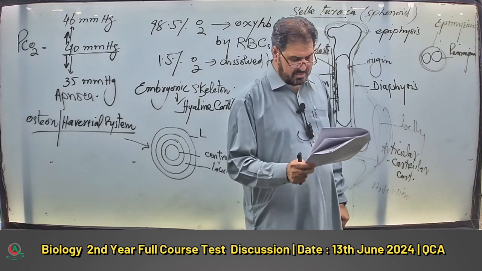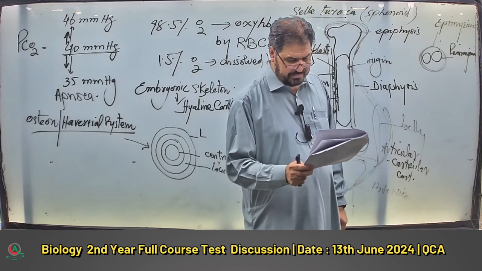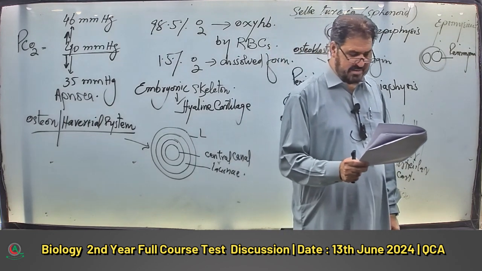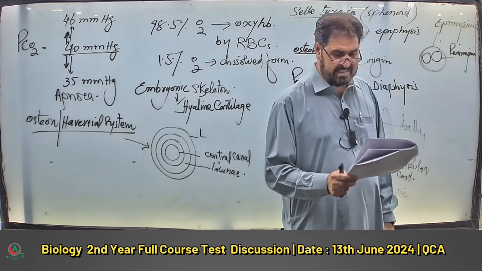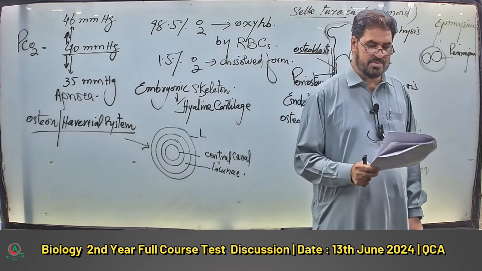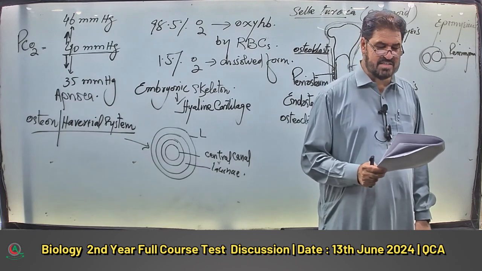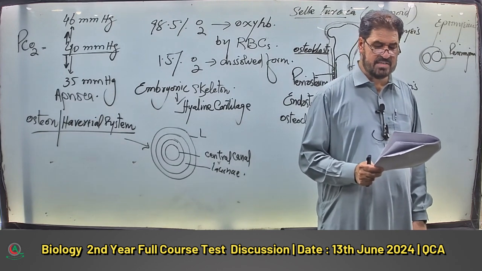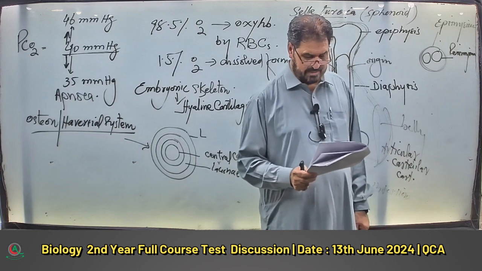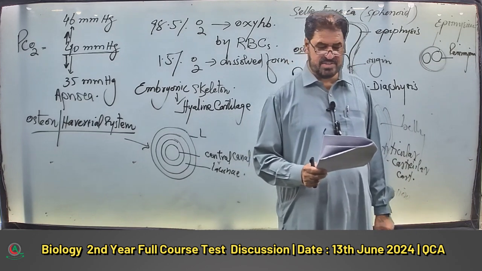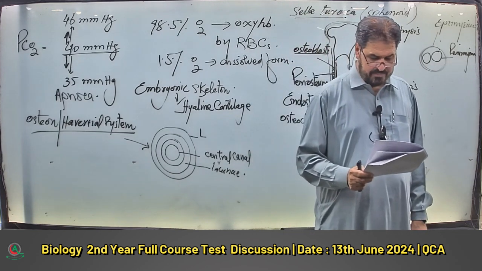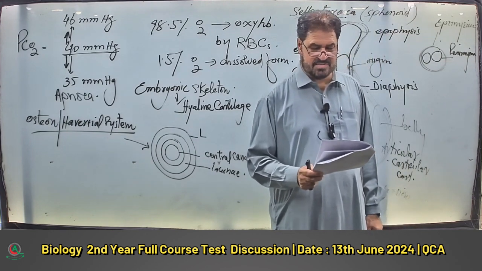Which of the following is one of the actions of the parasympathetic division of the autonomic nervous system? Option B, constrict airways or bronchial tubes. The other three functions are functions of the sympathetic nervous system.